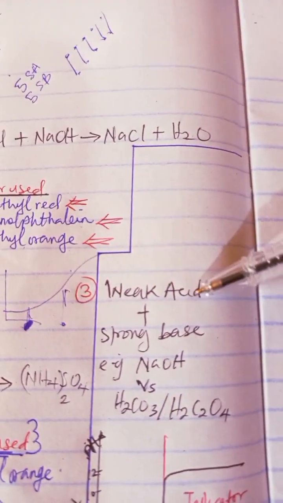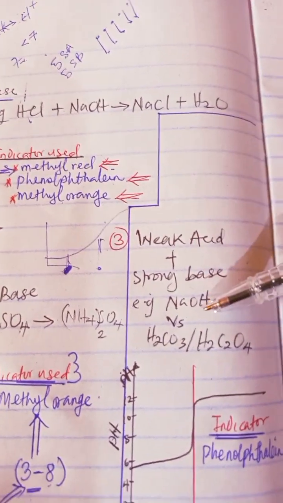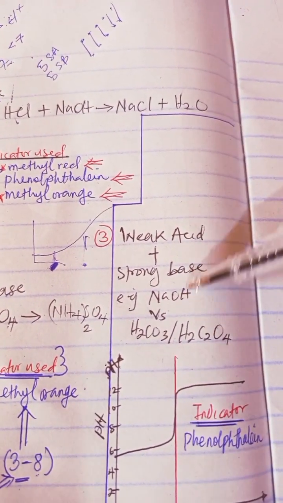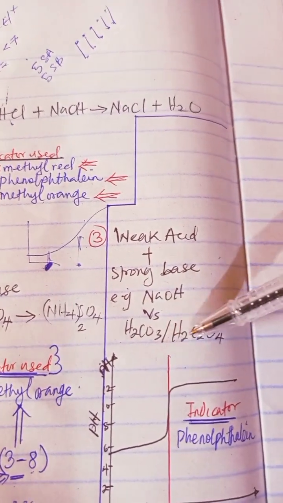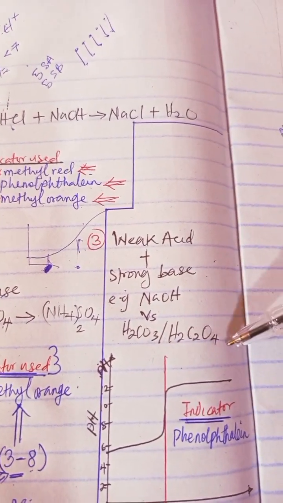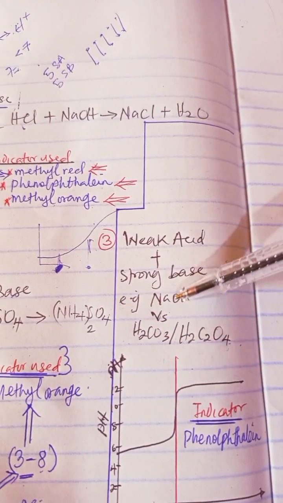The next one is weak acid plus strong base. Now the base is stronger, don't forget the base is strong, but the acid is weak. An example of a strong base is NaOH and a weak acid is H2CO3. H2CO3 is called carbonic acid, while H2C2O4 is ethanedioic acid. These ones are weak acids. The base is stronger now.